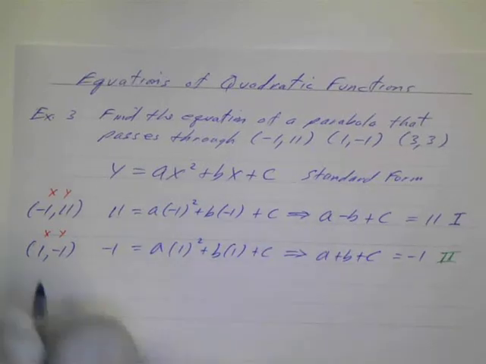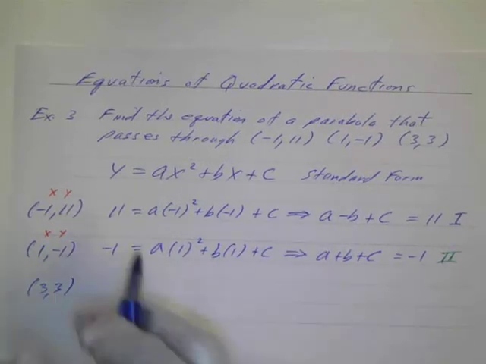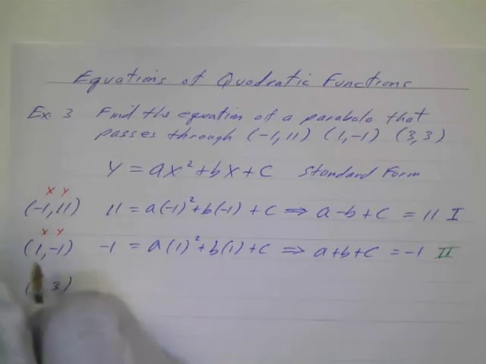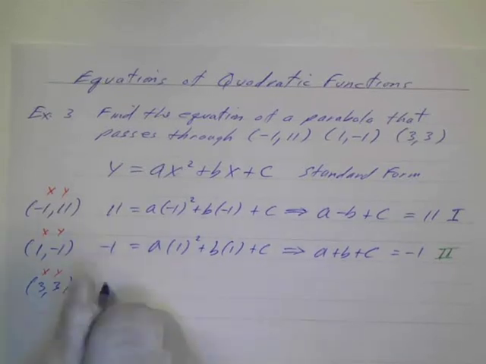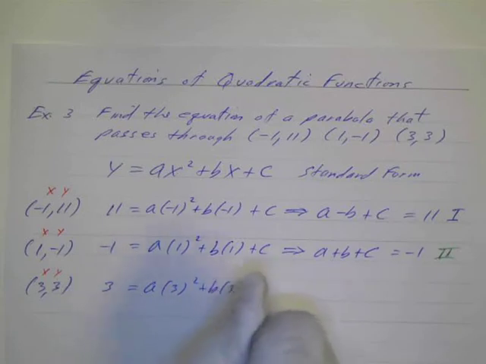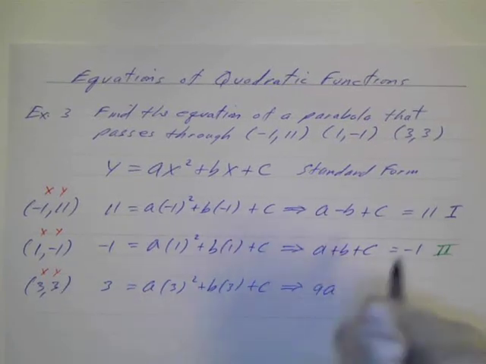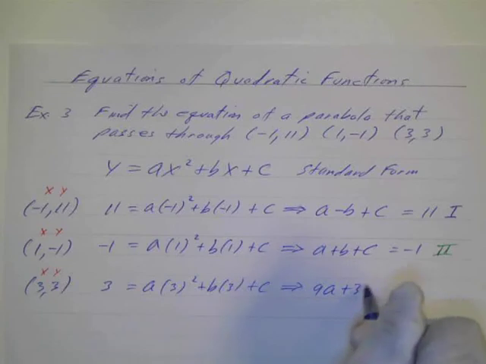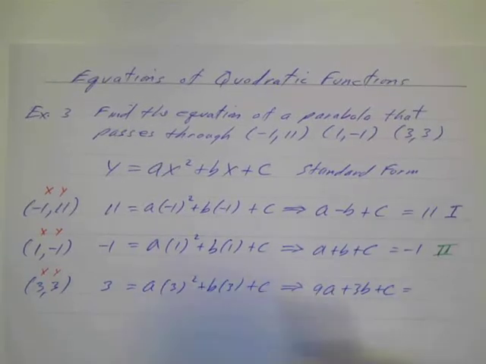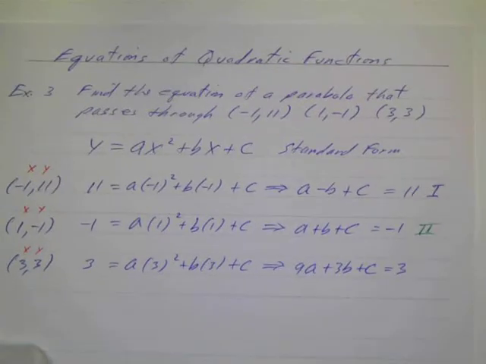And then again, last point, 3, 3. Again, this is x and y, so every time I see an x, I'm going to put 3, and every time I see a y, I put 3. So this is going to be 3 equals a times 3 squared plus b times 3 plus c, and that's going to lead to this conclusion that this is going to be 9a plus 3b plus c equals 3. And I'll call that equation number 3.